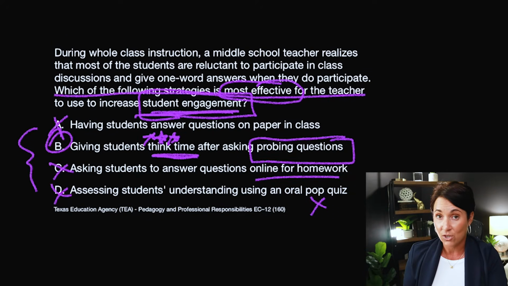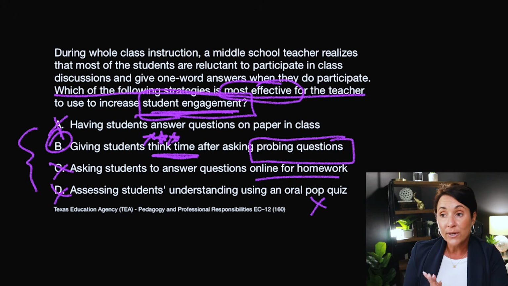Let's read the rest of the question to make sure we know what we're talking about here. So we have, during whole class instruction, a middle school teacher realizes that most of the students are reluctant to participate in class discussions and only give one-word answers when they do participate. So which of the following strategies would help increase that student engagement?